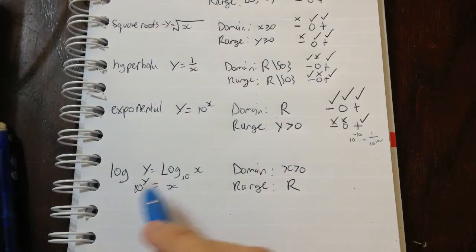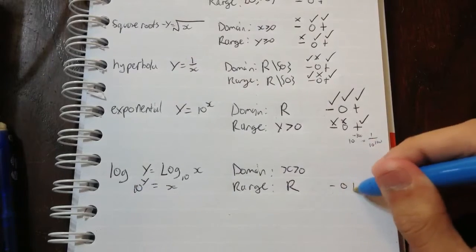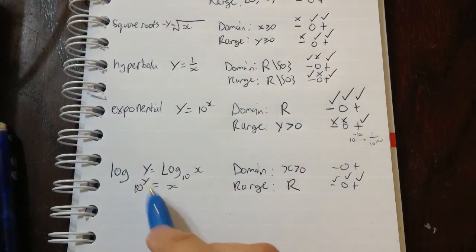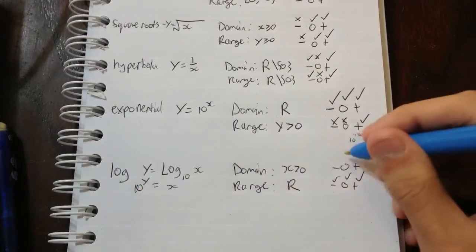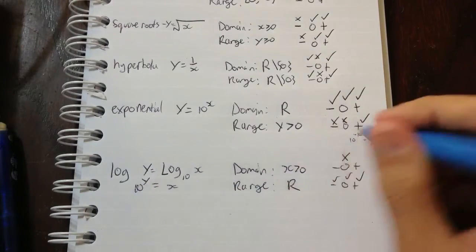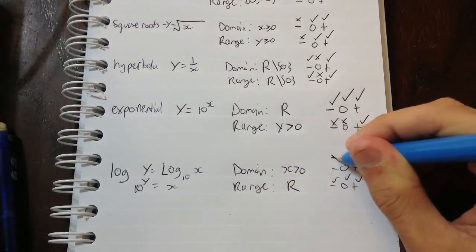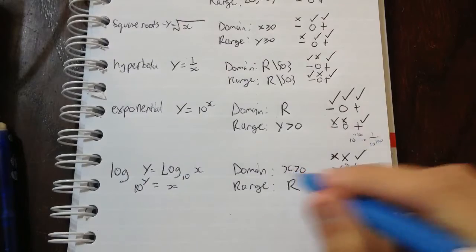But can x be 0? No. So y can be anything. Okay, can x be 0? No, because it's 10 to the power of something. That can never equal 0. Can x be negative? No. It's a positive number to the power of something. Can't be negative. So it has to be positive.